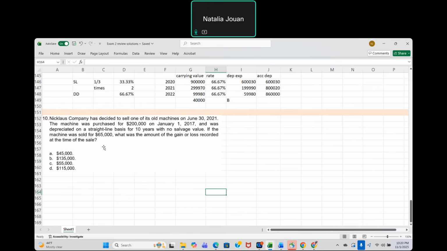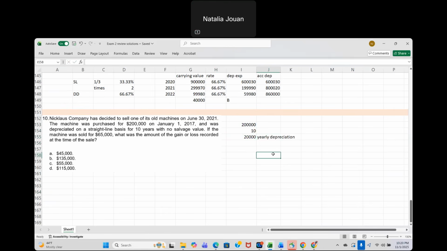So first of all, we have to compute the entire depreciation amount. We were using straight line, no salvage value, 10 years. So 200,000 divided by 10. That means the depreciation expense is 20,000 per year. So this is yearly depreciation.